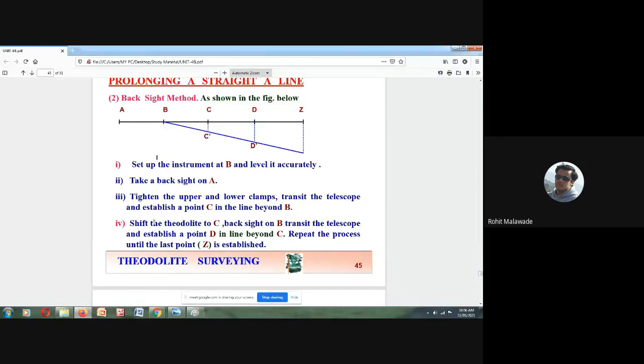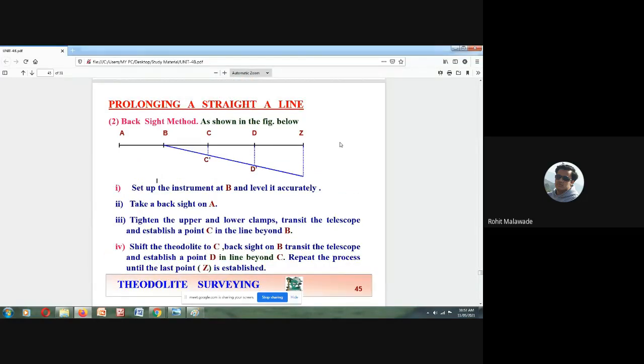Now what will you be doing? Shift the theodolite to C, and backsight. Again, you will be backsighting B and foresighting D, right? When you have kept the instrument at B, you have backsighted A and foresighted C. Now, when you shift the instrument to C, again you will backsight at B and foresight at D. Now, repeat this procedure until you reach the point Z.